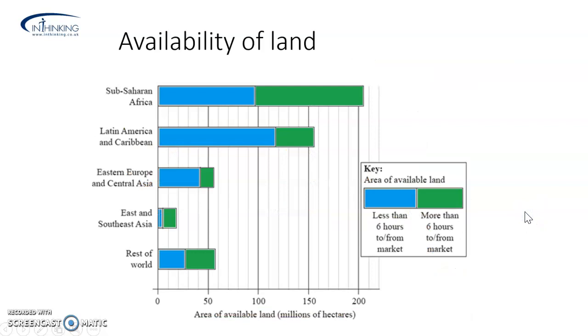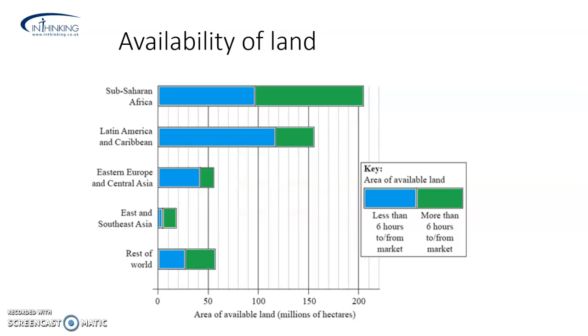There is a kind of a good news story when we look at this type of graph, because look at Sub-Saharan Africa and the huge quantities of available land that's there, half of which, close to 100 million hectares of land, within just 6 hours of the marketplace. And so actually there's great potential there, untapped potential, I'd say. And so actually, in terms of future food production, there's a great opportunity for Africa to increase its food availability.